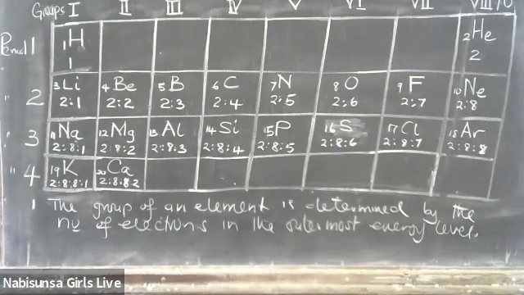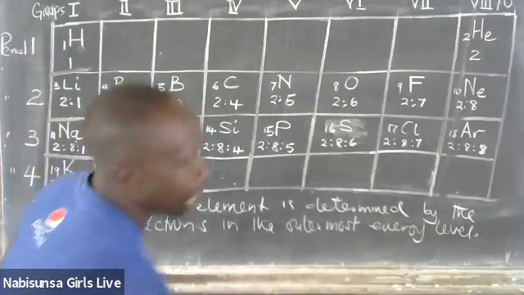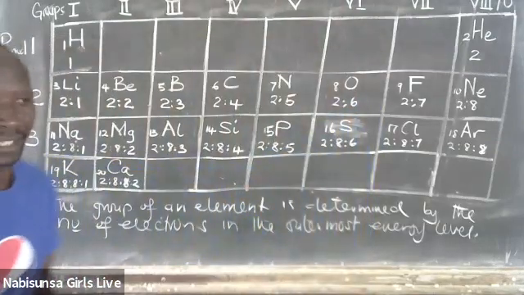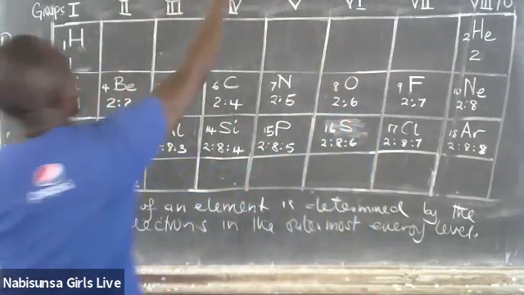Lisa, your hand is still up. Come again. Down the group, the number of electrons increases. Like when going down the group, from hydrogen going down to potassium, the number of electrons is increasing. That one is coming next. That is NB number 2. So that one, she's telling us, let's move on. So let's note NB number 2.